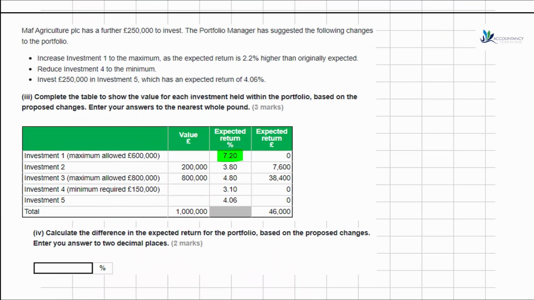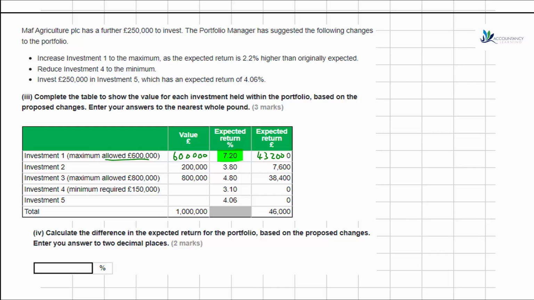So that's better, isn't it? So yes, it makes sense that we invest more money. But we've got a maximum investment of 600,000. So let's put that in there. So the 600,000 multiplied by 7.2% will give us an expected return of 43,200.